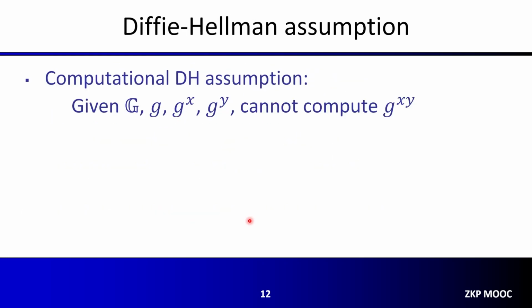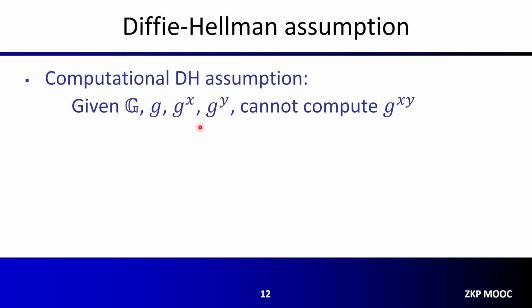Another popular assumption that is highly related to the discrete log assumption is called the Diffie-Hellman assumption. Here I'm presenting the version called the computational Diffie-Hellman assumption. It says given g^x and g^y, you cannot compute g^(xy) efficiently. And it's also a fundamental assumption in cryptography.